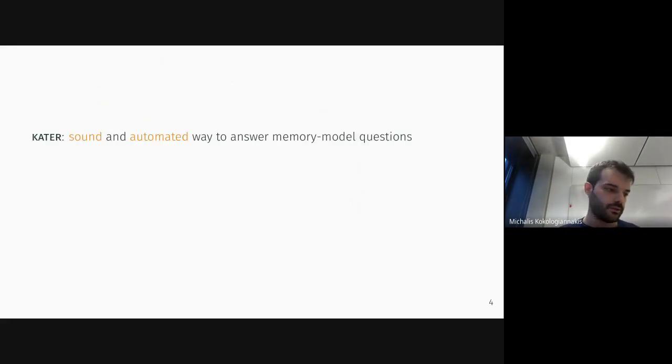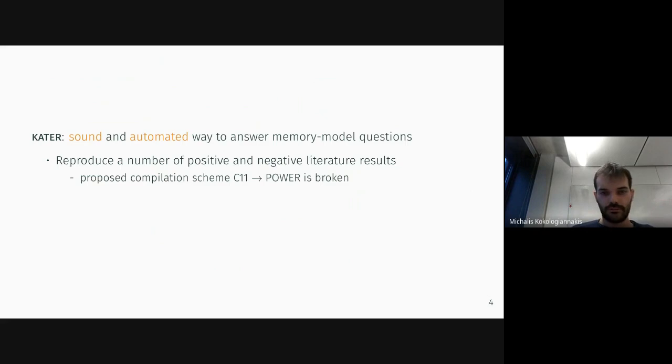We have developed a tool called Cutter, which is basically a sound and automated way to answer memory model questions. And we can use Cutter in two different modes. The first one is as a theorem prover, a prover mode, which we use to reproduce a number of positive and negative literature results. The most interesting of which was the fact that we found that the proposed compilation scheme from C11 to Power is broken.